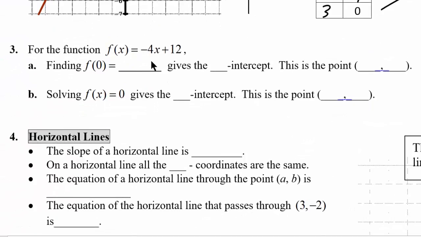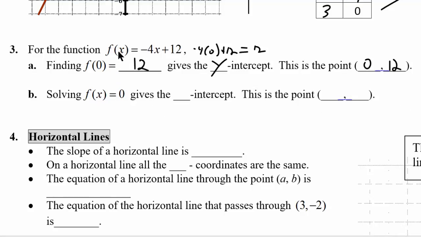It says for the function f of x equals -4x plus 12, find f of 0. So in this case, we would replace the x with 0. So we're going to have -4 times 0 plus 12. And that would leave me with just 12, right? If I replace the x with 0, -4 times 0 is 0. 0 plus 12 is 12. And this gives the y-intercept, right? Because we set x equal to 0. And this point would be considered 0, 12. That's my ordered pair.